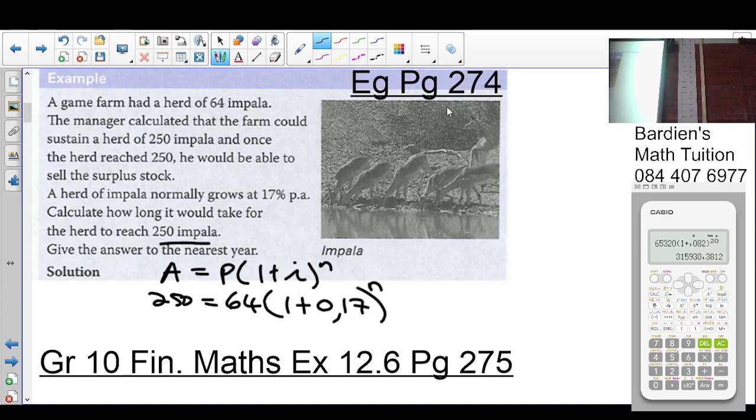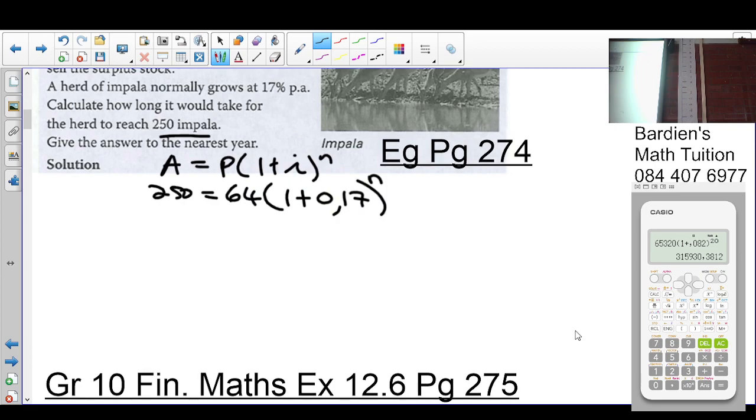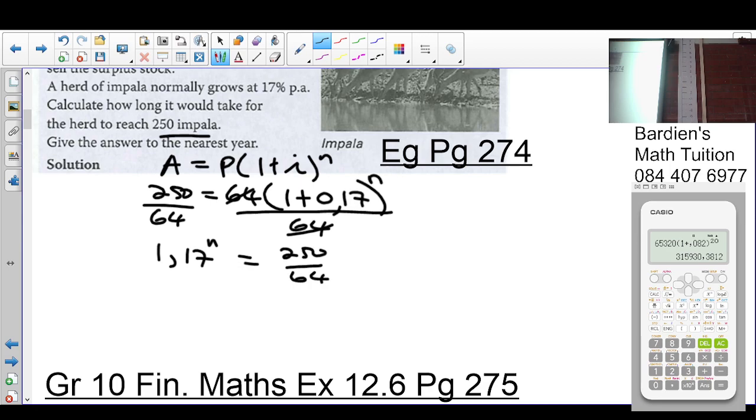Okay, did I show you how to use logs? I did, but it's very brief. There will be a brief one here as well. So I divide by 64 both sides. That cancelled. So 1 plus 0.17 is 1.17, to the n is equal to 250 over 64.